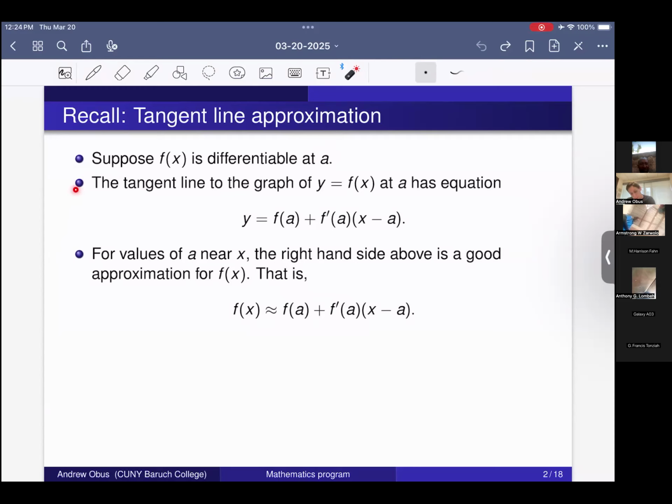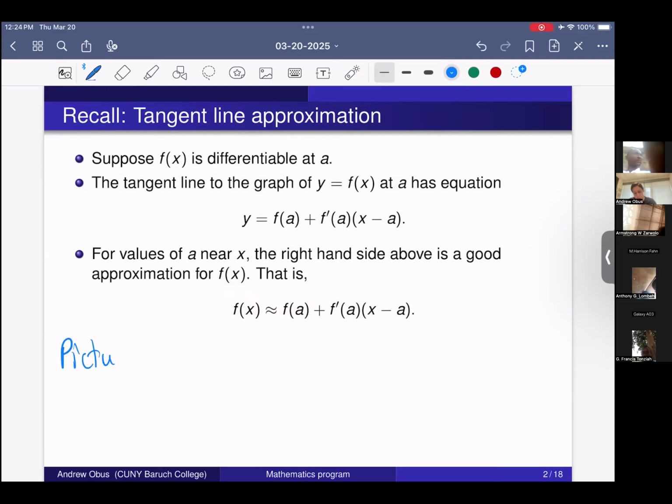So what we've seen a few times about drawing these tangent lines is that for the tangent line to its graph, you can write down the equation. And that equation, which we derived last time, is that y is equal to f of a plus f prime of a times x minus a. Okay, that was the definition of the tangent line. And for values of x near a, the idea is that the tangent line is a pretty good approximation to the actual graph. So the actual y value, which is f of x, is pretty close to f of a plus f prime of a times x minus a.